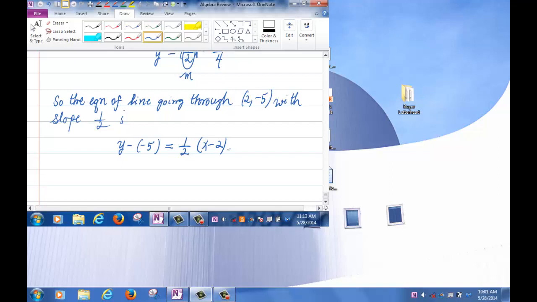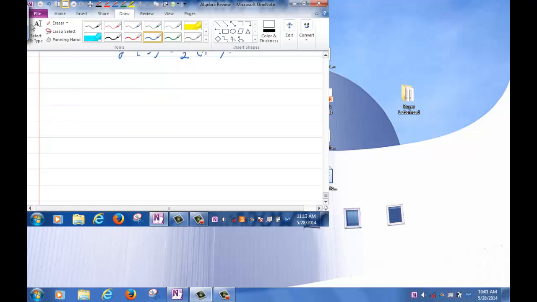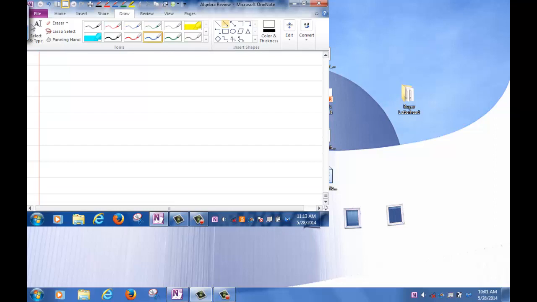There is one more fact that you need to know about straight lines, which is the following.